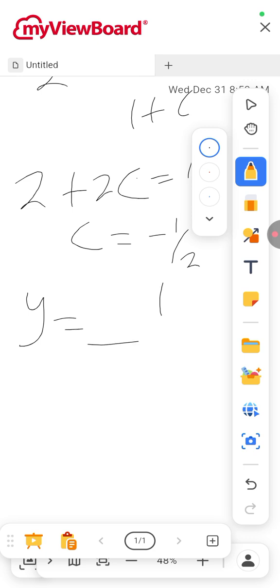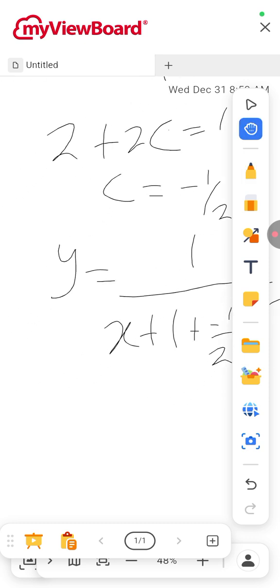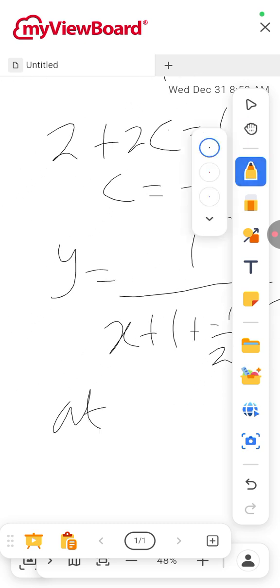equals 1 over x plus 1, then plus what? Minus half e raised power x. That one is at the particular point where y naught is equal to 2. So I just have to add that in case you have been taught how to find the particular solution.